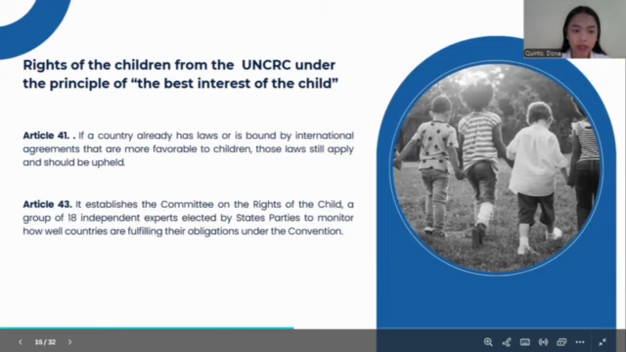Article 41 and Article 43 also fall under the best interests of the child because in here, more favorable national or international laws for children must continue to be upheld. In doing so, it ensures their rights and well-being are protected in alignment with the best interests of the child.